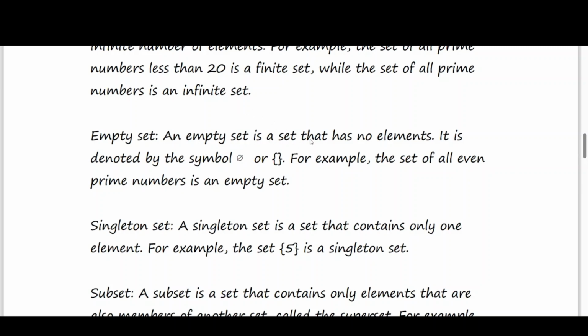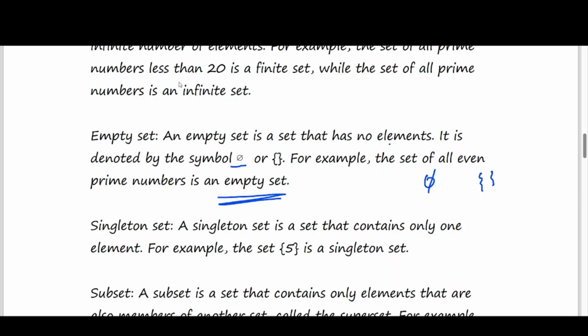An empty set is a set that has no elements, meaning it is empty. It is also a set, but it is empty. It is denoted by phi. Generally, it is written like this, phi or this empty set. For example, the set of even prime numbers is empty because there is no even number which is a prime number.